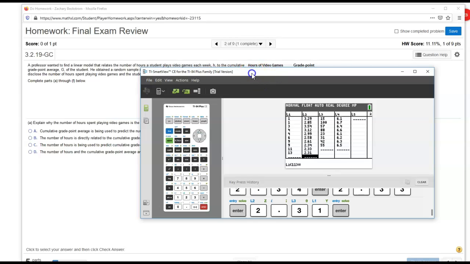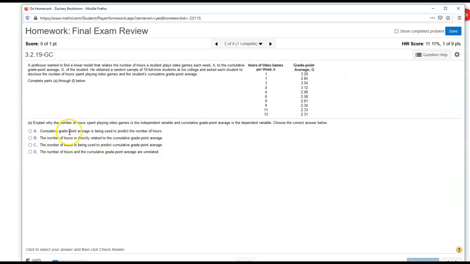Everything's in there, so let's go ahead and take a look at our question. The first one says, explain why the number of hours spent playing video games is the independent variable and the cumulative grade point average is the dependent variable, and choose the correct answer below. Well, the independent variable is the one that we're going to use to try to predict the dependent variable. So depending on how many hours a week they play video games, we're going to try to see if we can find a prediction of what their grade point average is going to be.